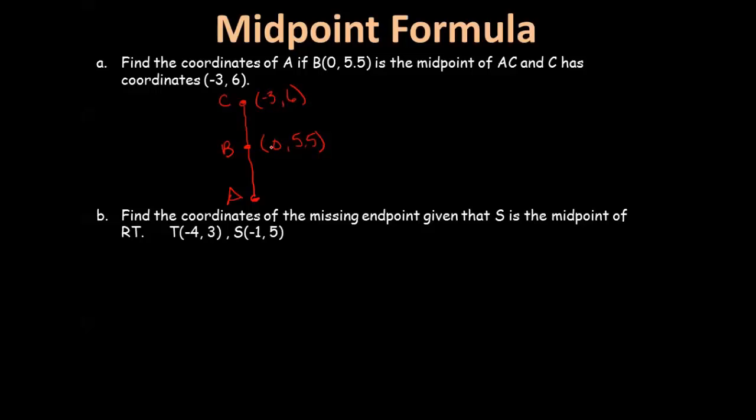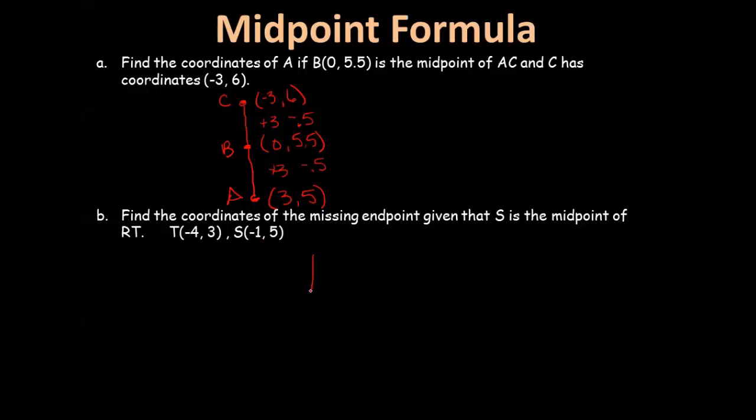So what you do is you think, how far is it from -3 to 0 on the number line, and are you going to be adding or subtracting? Well, in this, you're going to be adding. And then from 6 to 5.5, I'm going to be subtracting 0.5. So you're going to do the same down here. You're going to add the 3 to the 0. You're going to subtract the 0.5 from the 5.5. So your coordinate for A is going to be 3 and 5.